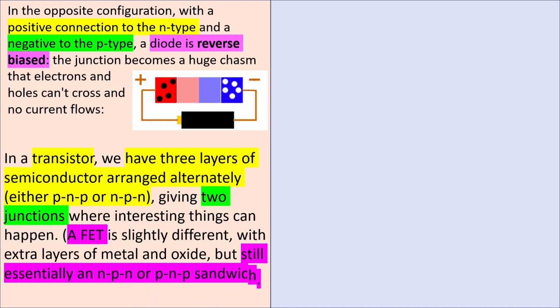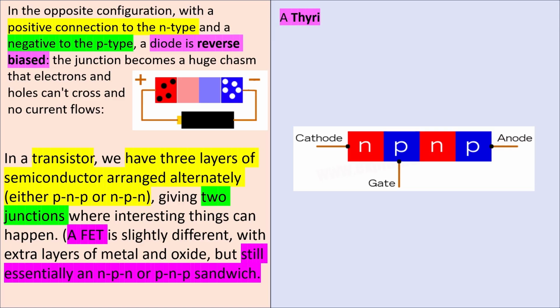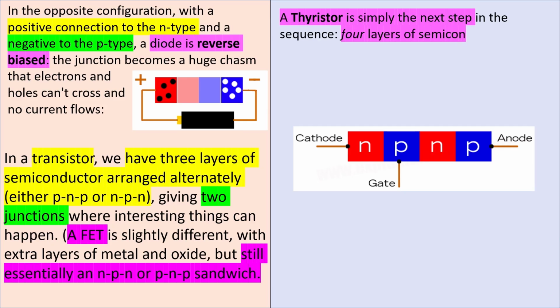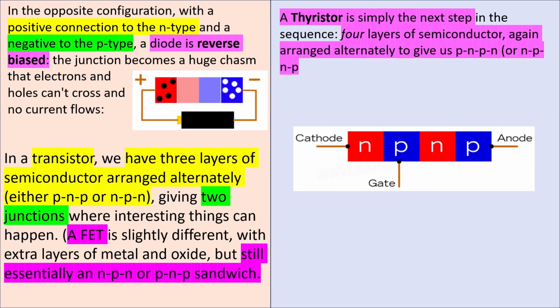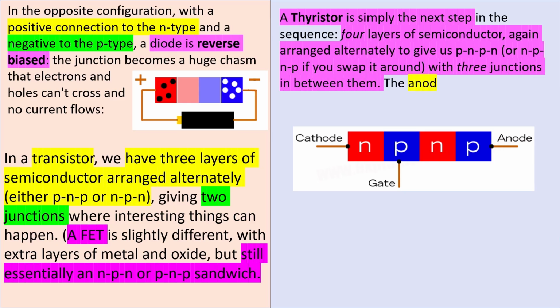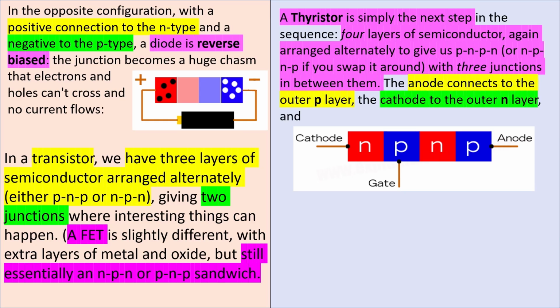interesting things can happen. A FET is slightly different with extra layers of metal oxide, but still essentially an NPN or PNP sandwich. A thyristor is simply the next step in the sequence: 4 layers of semiconductor, again arranged alternatively to give us PNPN, or NPNP if you swap it around, with 3 junctions in between them. The anode connects to the outer P layer, the cathode to the outer N layer, and the gate to the internal P layer like this.